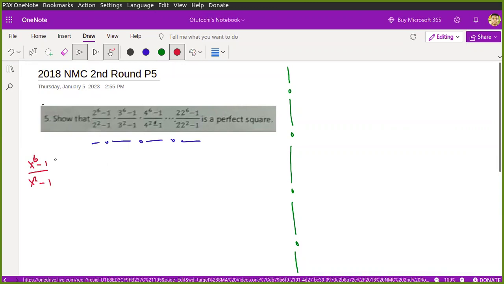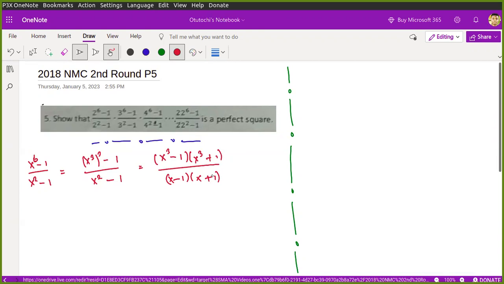So of course, if we want to do difference of squares for both the numerator and denominator, we can do that. So let's say this is x cubed squared minus 1 over x squared minus 1. And that gives us x cubed minus 1 times x cubed plus 1 over x minus 1 times x plus 1. So this is still not friendly. So you may want to break this down further, right?